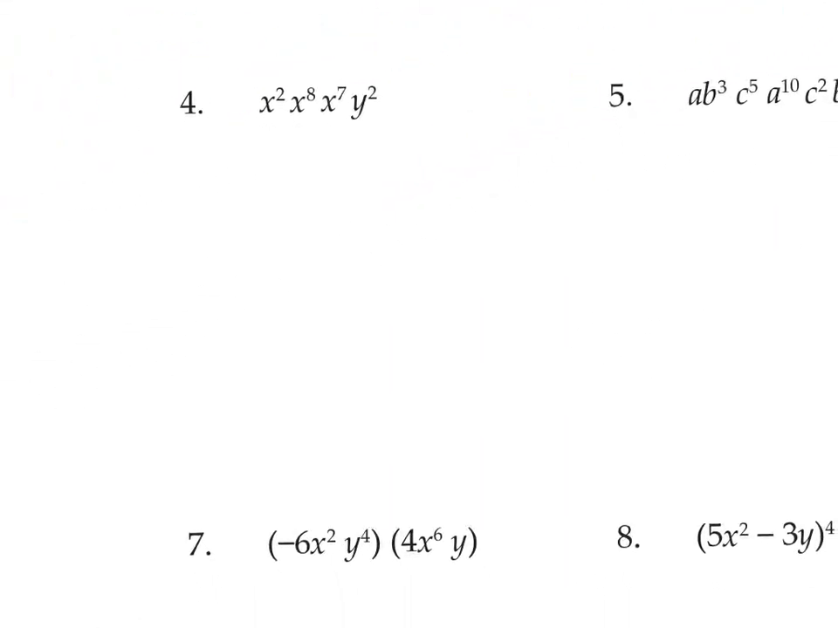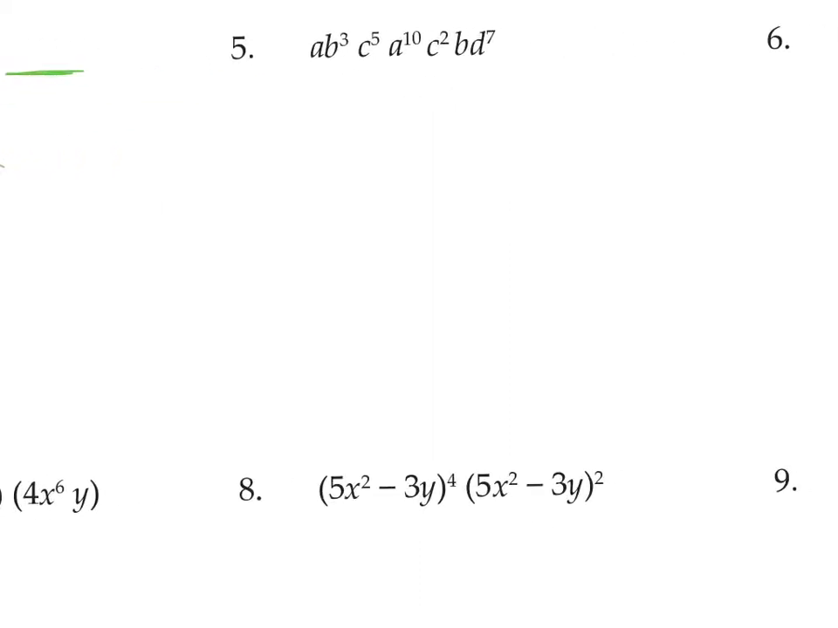On number 4, there are two different bases. All of these x bases can go under one exponent. When we add those exponents, 2 plus 8 plus 7, we get 17. And there's the y squared, and it has no other y's to multiply with, so it's still by itself.